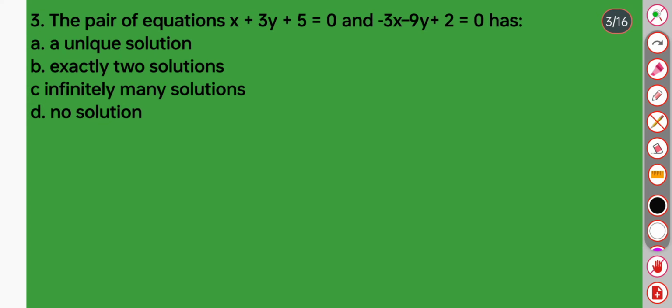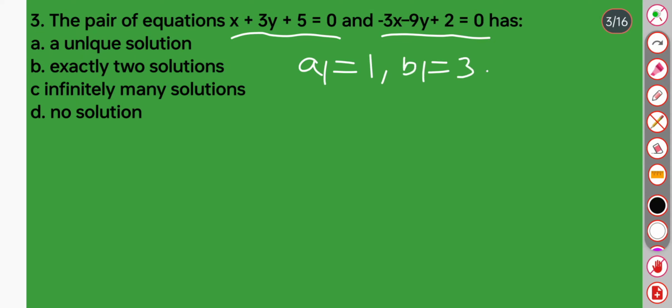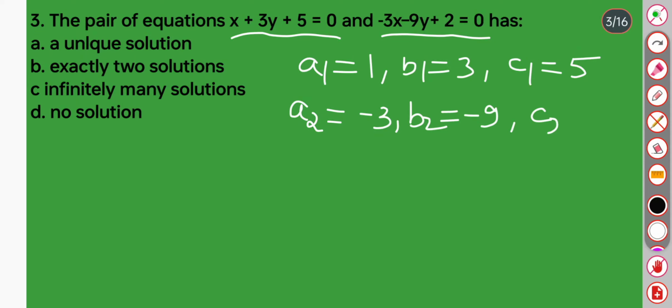Okay, see question number 3. The pair of equations x plus 3y plus 5 equal to 0 and minus 3x minus 9y plus 2 equal to 0 has: option A, unique solution; option B, exactly two solutions; option C, infinitely many solutions; option D, no solution. Similarly here also, compare the two equations. From the first equation, a1 value is 1, b1 value is 3, c1 value is 5. From the second equation, a2 value is minus 3, b2 value is minus 9, c2 value is 2.